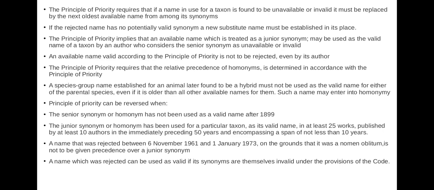A name that was rejected between 6 November 1961 and 1 January 1973 on the grounds that it was a nomen oblitum is not to be given precedence over a junior synonym. A name which was rejected can be used as valid if its synonyms are themselves invalid under the provisions of the code.